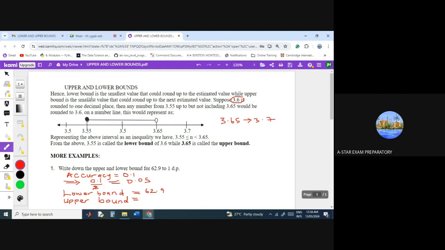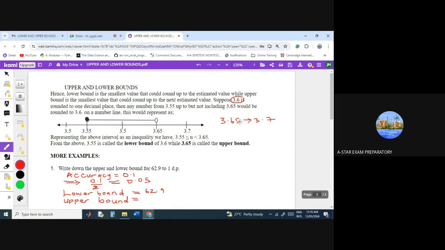Let's take a look at upper and lower bounds. The lower bound is the smallest value that could round up to the estimated value, while the upper bound is the smallest value that could round up to the next estimated value. So let's take, for instance, 3.6 rounded to one decimal place. Any number from 3.55 up, but not including 3.65, will round to 3.6.